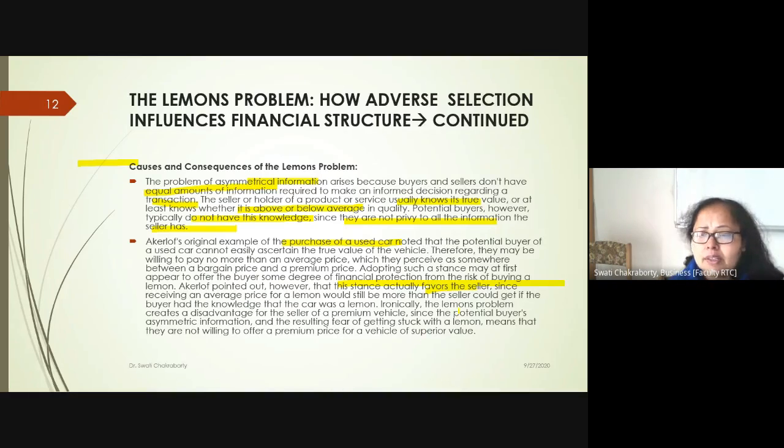The lemons problem creates a disadvantage for the seller of a premium vehicle. Because potential buyers do not have full information, they fear they may get stuck with a lemon, so they are not willing to offer a premium price for a vehicle of superior value. If it's really a lemon and buyers are paying the average price, sellers are in an advantageous position. But if it's a really superior quality vehicle, sellers are in a disadvantageous position.